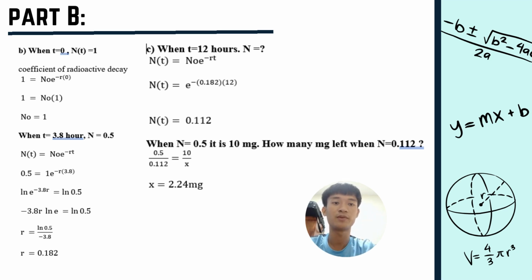So after we get 0.112, the question has stated that the amount of drug left is half, and the amount of drug when it is half is 10 milligram. So they ask us how many milligram is left after 12 hours, so we can do a comparison right here. So what I'm going to do is put 0.5 over 0.112 equals 10 over x. So we can calculate, and I get that x equals 2.24 milligram, which means after 12 hours the amount of drug left is 2.24 milligram.